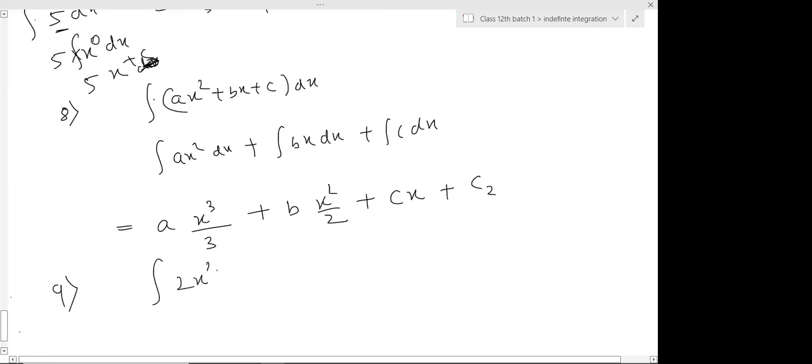Integration of 2x square plus e to the power x dx.